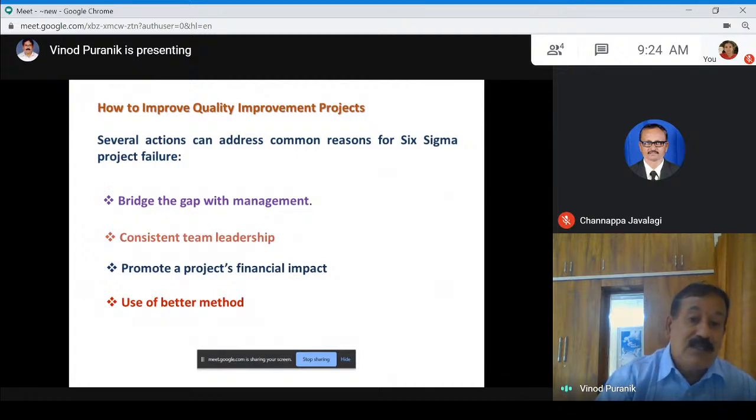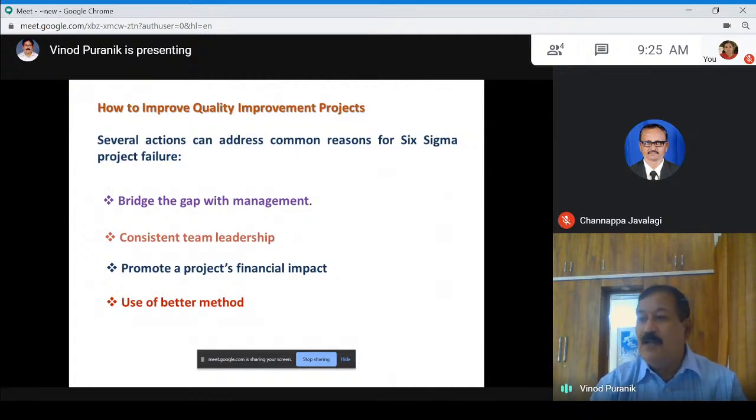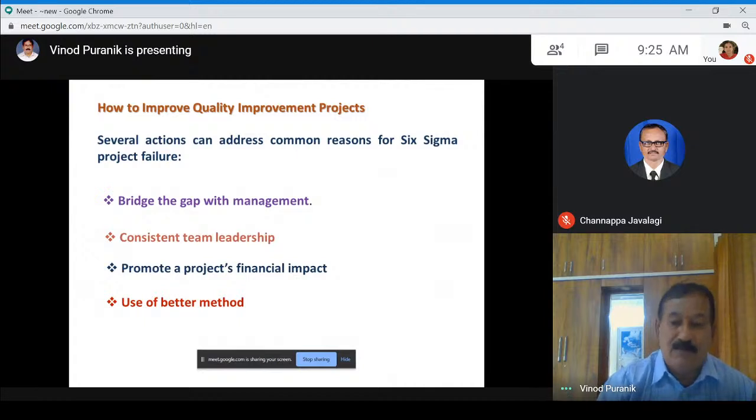And the second one is consistent team leadership, as I just told about. It's very important. If possible, keep the black belts who lead the Six Sigma teams in place until the project is completed. Please don't transfer them to other projects, as that would be a problem. A long-term commitment sometimes may not be possible, but at least until the project is completed.